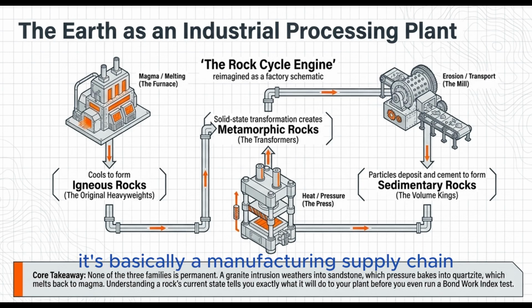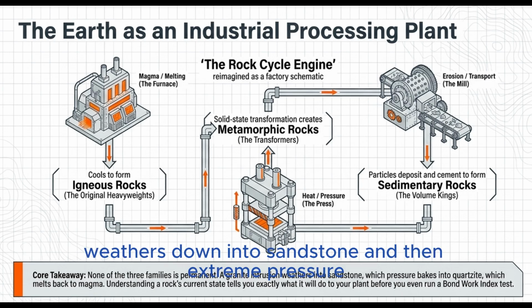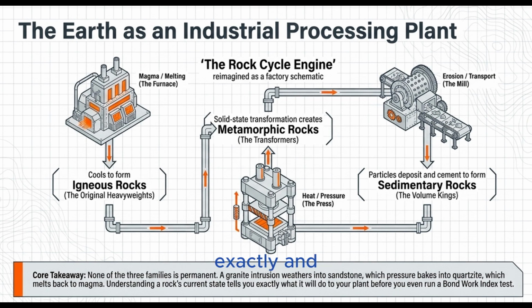It's basically a manufacturing supply chain where nothing is permanent. A granite intrusion weathers down into sandstone, and then extreme pressure bakes that into quartzite. Exactly. And understanding that chain is how you protect your equipment.